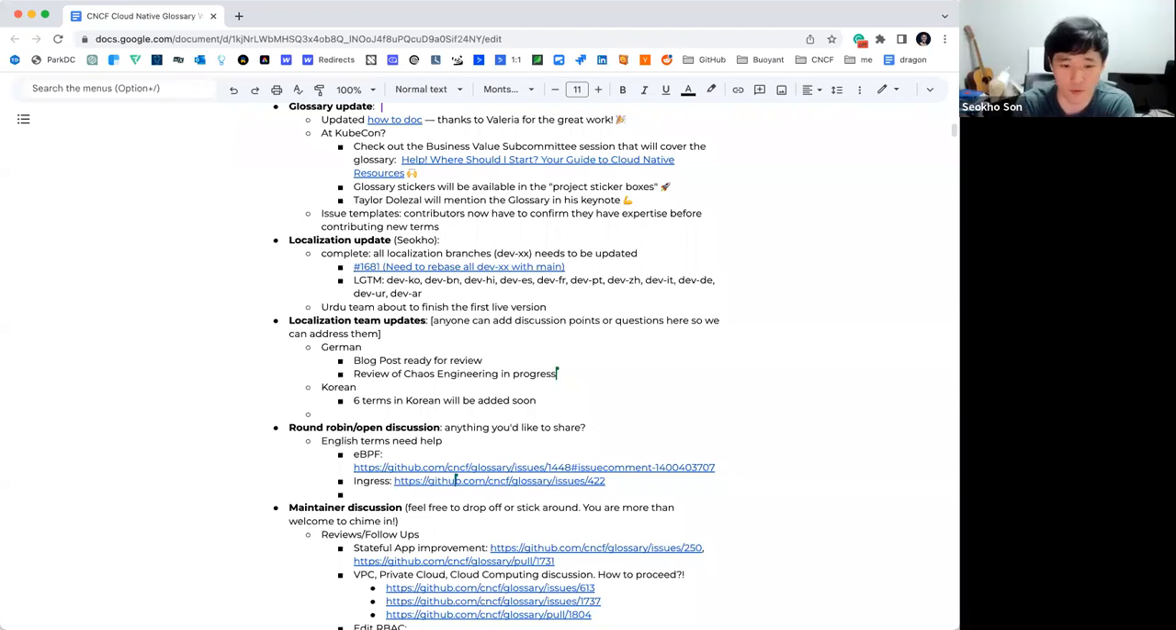I just thought to share that we previously requested to update all localization development branches, and as you can see, all teams updated their branches according to the issue. So I just say thanks to every localization team for reacting this quickly. There's no discussion issue, but I hope to share.